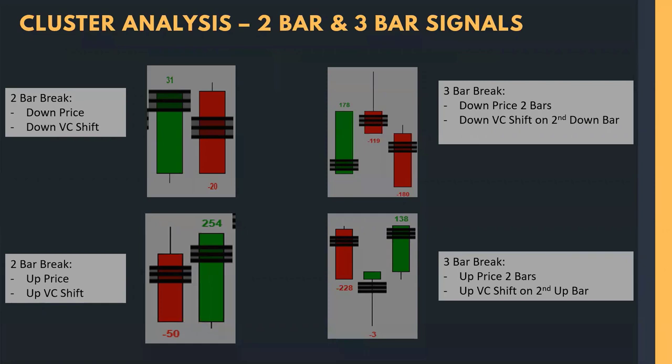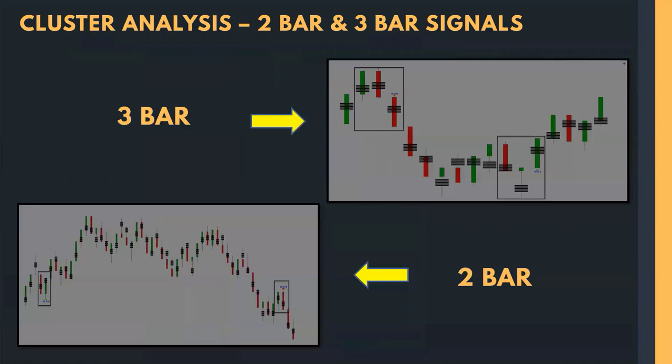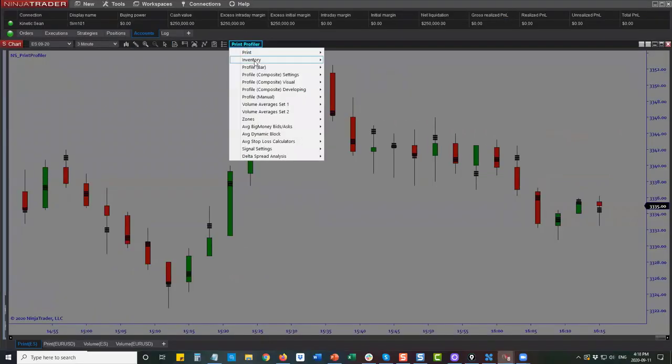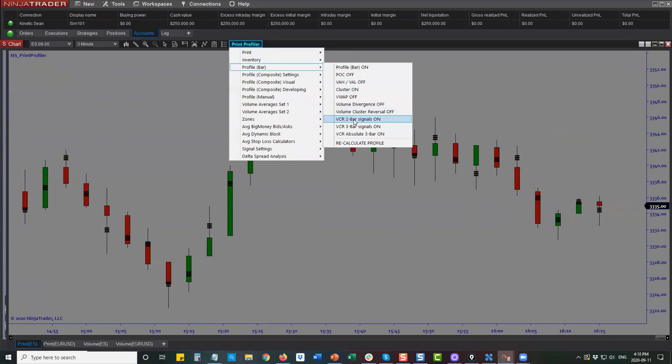So let's kind of give you an example. If you look here, you can see that there's a 3-bar signal and a 2-bar signal that I've highlighted on these charts. And really what's happening is we're getting shifts in the volume rotations and then prices following through. So what I'll do is I'll actually show you this. We're going to just turn these on. Let's go here and turn the volume signals on. And right there, you're going to see that these are key important situations.